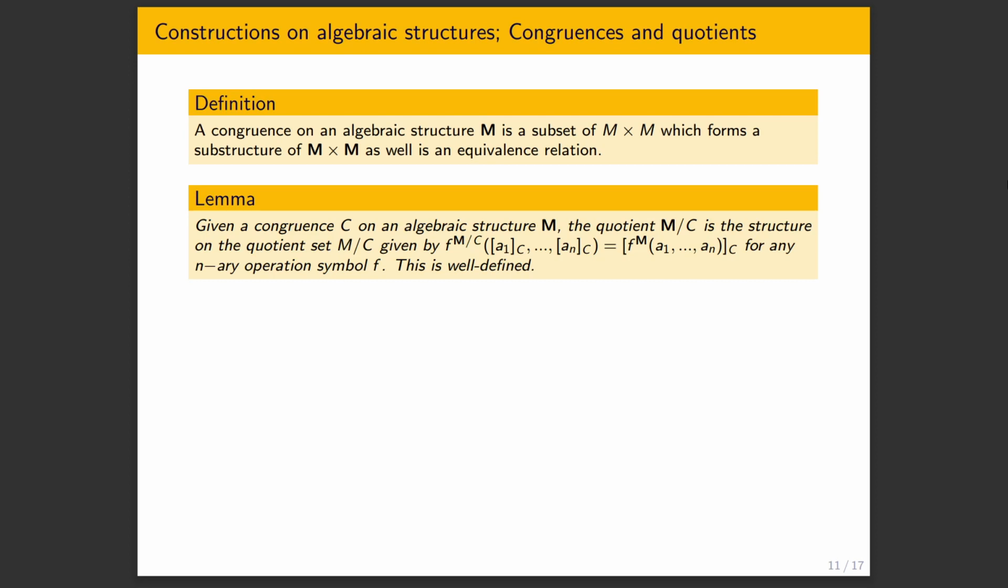So now when we have a congruence, we can form a quotient structure. We take the quotient set and then we define the operations just the obvious way: by taking the representatives out of the equivalence classes, applying the operation in the structure, and then taking the equivalence class. And one can check this is well defined, and this works out.